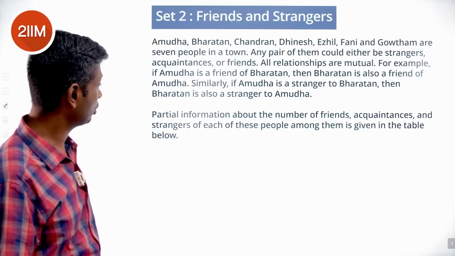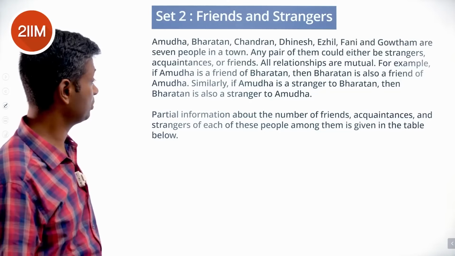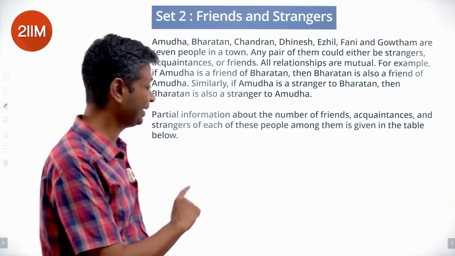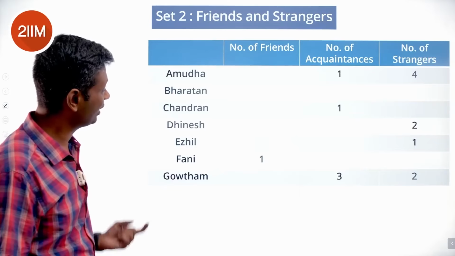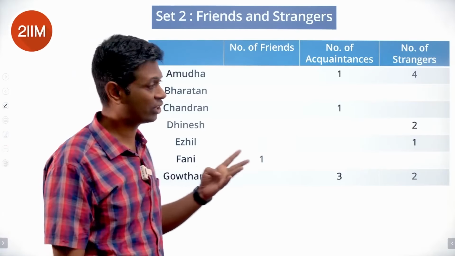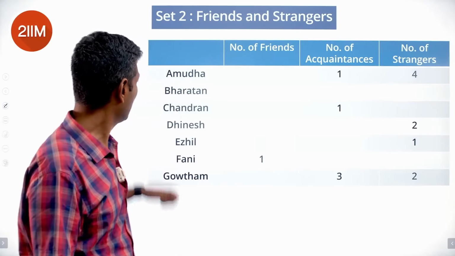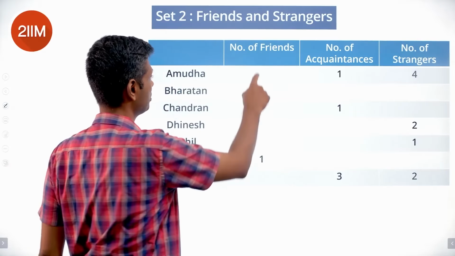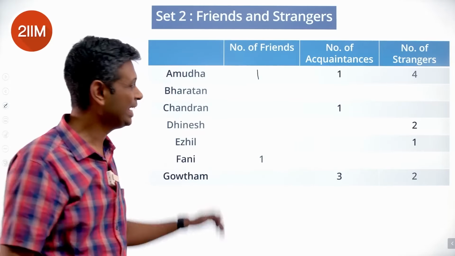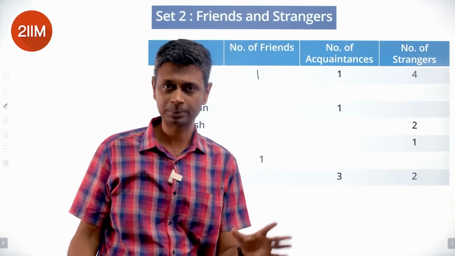Partial information about the number of friends, acquaintances and strangers of each of these people among them is given in the table below. Nice. So far so good. So Amudha has 1 acquaintance and 4 strangers. Amudha should have a relationship with 6 people. So 1 acquaintance and 4 strangers, that means it should be 1. Each of these rows should add up to 6.